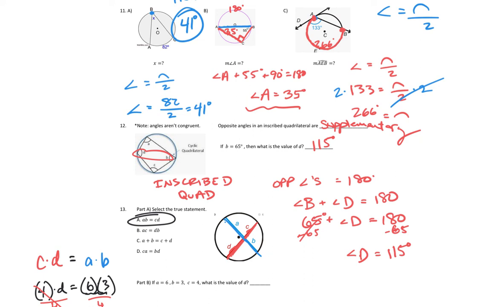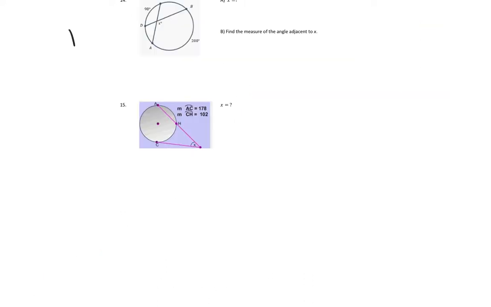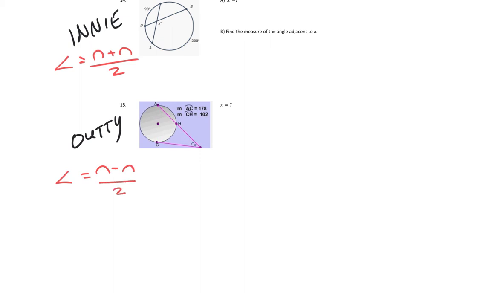All right, last two questions. We got an innie and we got an outie. With an innie, we learned that the angle equals the arc plus the arc divided by 2. With an outie, the angle equals the arc minus the arc divided by 2. So I've got a 90, I've got a 200. That's going to help me find out what this angle X is. So angle X equals 90 plus 200 divided by 2.